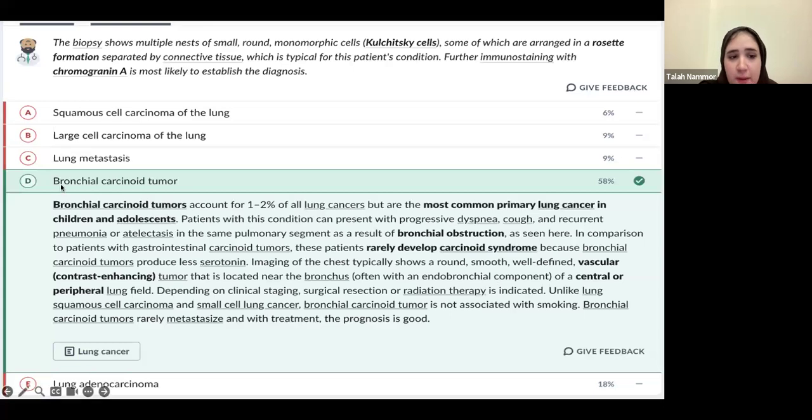Plus, look, bronchial carcinoid tumor is the most common primary lung tumor in children. So because he's a child, you can think of carcinoid tumor. And in your lecture, the doctor mentioned that carcinoid is associated with serotonin, and so on. Shall I move on? If you want me to explain more, I don't mind.